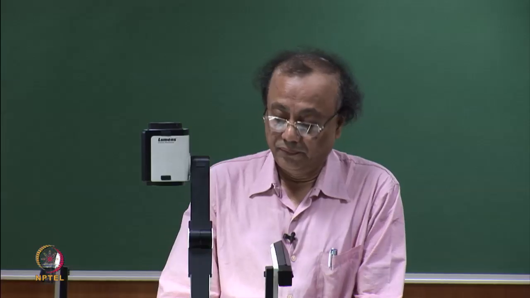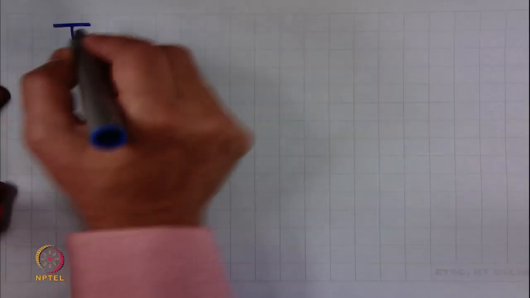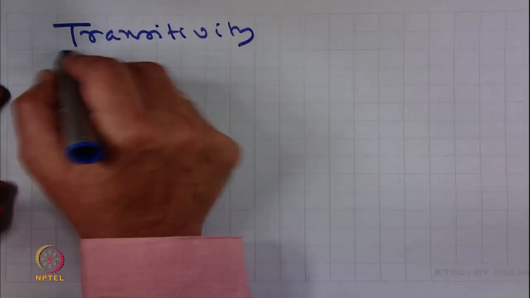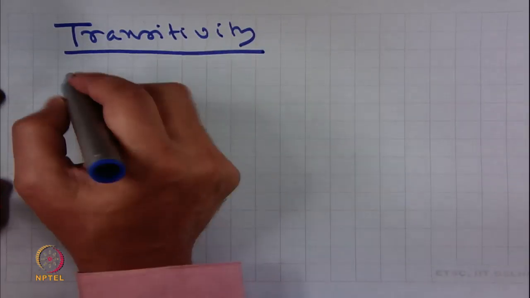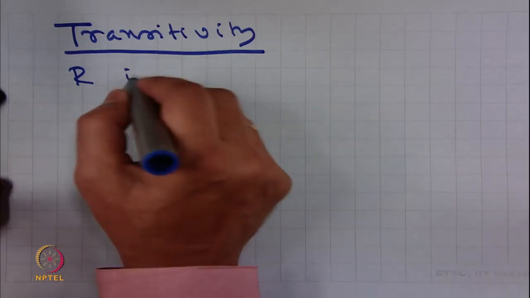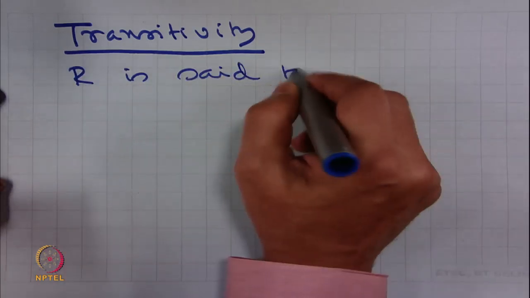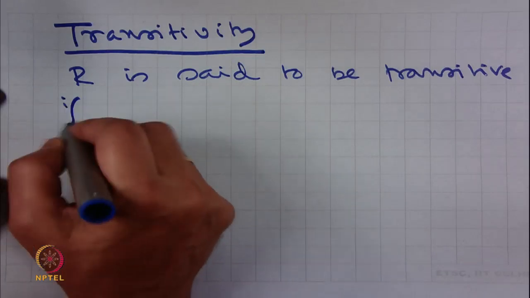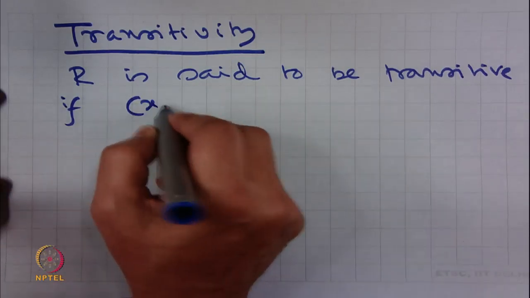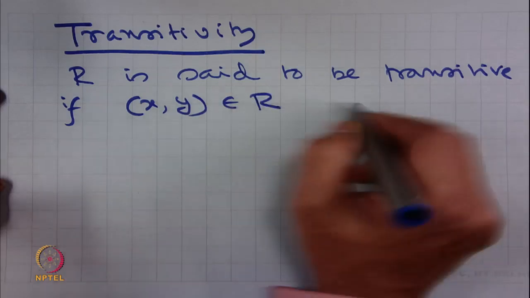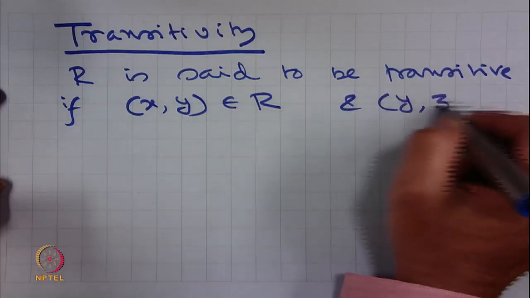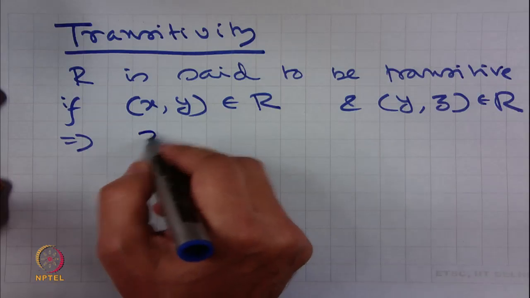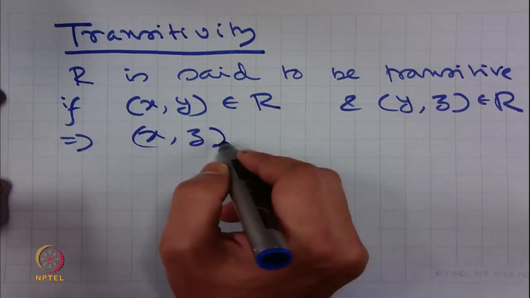The third property is called transitivity. R is said to be transitive if x is related to y and y is related to z, implies x is related to z.